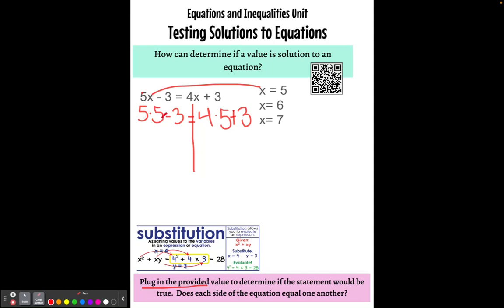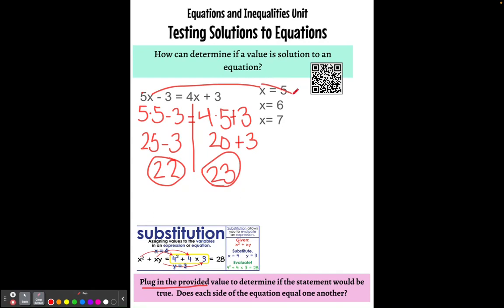Okay. So I know 5 times 5 is 25, and then I'm going to subtract 3 in order to get 22, right? So my whole goal is, if I solve this out, will I get 22? So if I look on here, I have 4 times 5, which gets me 20, and then I have 3 more to add. Do I get the same amount on this side? I do not, right? So is this value a solution? No, it is not. It doesn't actually make a true statement.